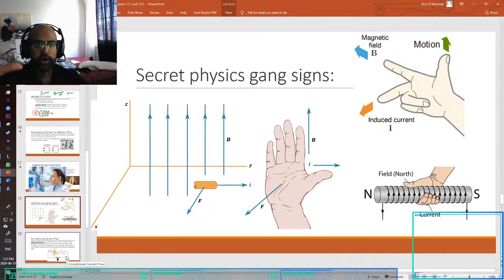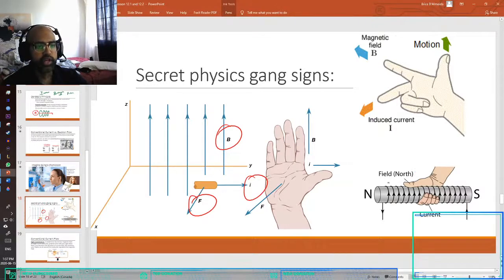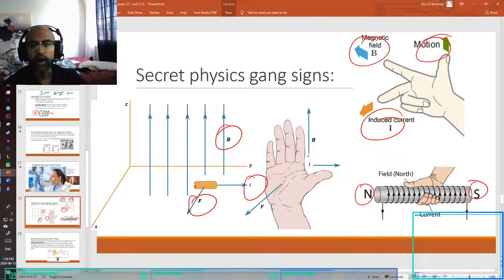The rest of today and tomorrow is going to be all about how to use our right hand. Using your right hand, this is my right hand, by the way, we can determine those three things I was talking about: force, magnetic field, and current. That's the rest of today and tomorrow.